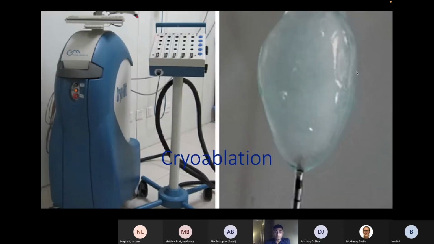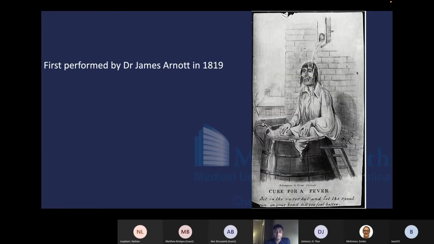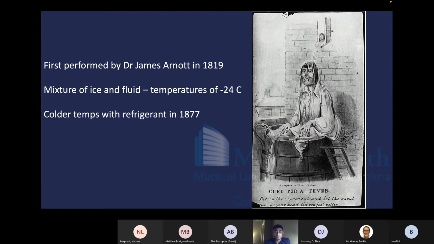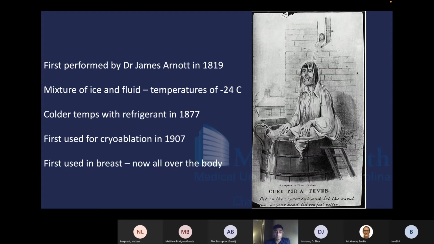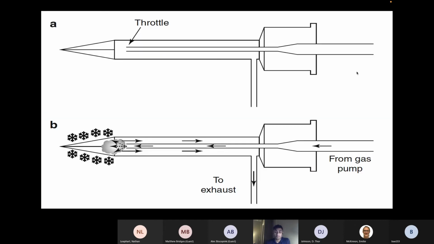Cryoablation, it's literally an ice cube on the end of a stick. It's pretty cool. This was actually the first ablation modality, performed by Dr. James Arnott in 1819 on breast tumors. He could get the temperature probe down to minus 24 degrees centigrade. Colder temps came with refrigerant being invented in 1877, first used for actual cryoablation in 1907, and first used in the breast by Dr. James Arnott, and then in the brain secondary. I don't know why they go straight from the breast to the brain, but that was the second site where it was actually used. And now it's used all over the body.